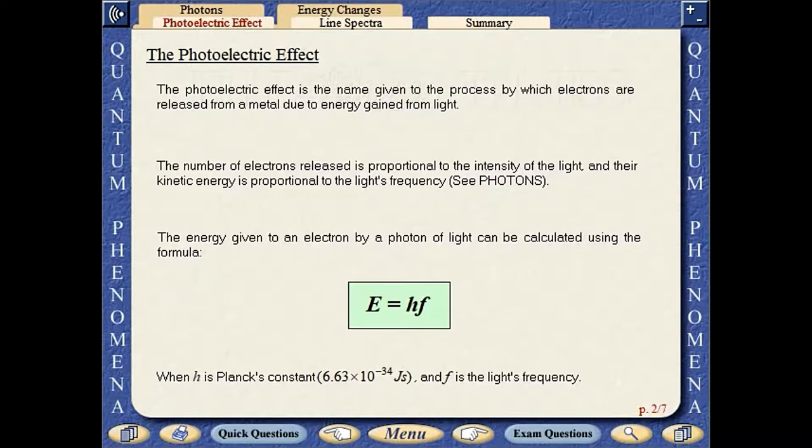The photoelectric effect is the name given to the process by which electrons are released from a metal due to energy gained from light. The number of electrons released is proportional to the intensity of the light, and their kinetic energy is proportional to the light's frequency. The energy given to an electron by a photon can be calculated using the formula E = hf.